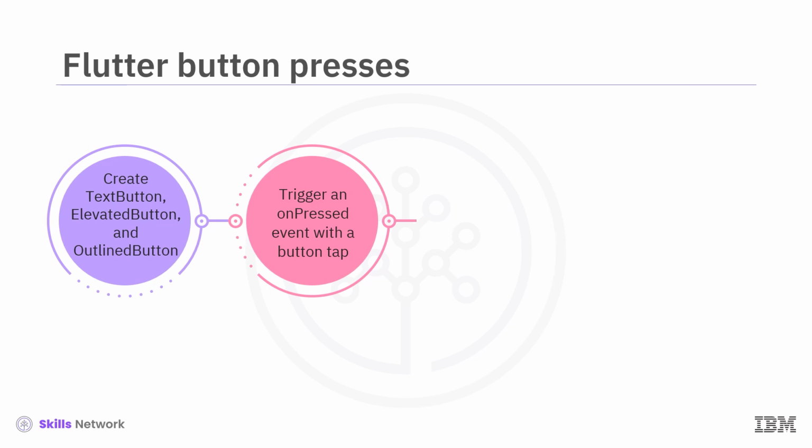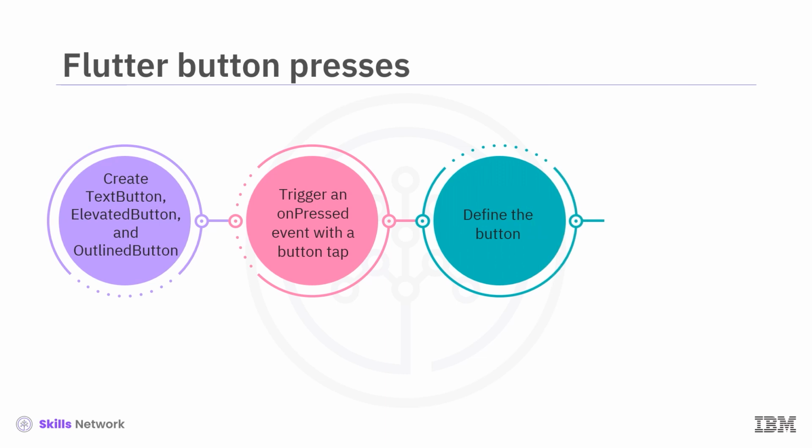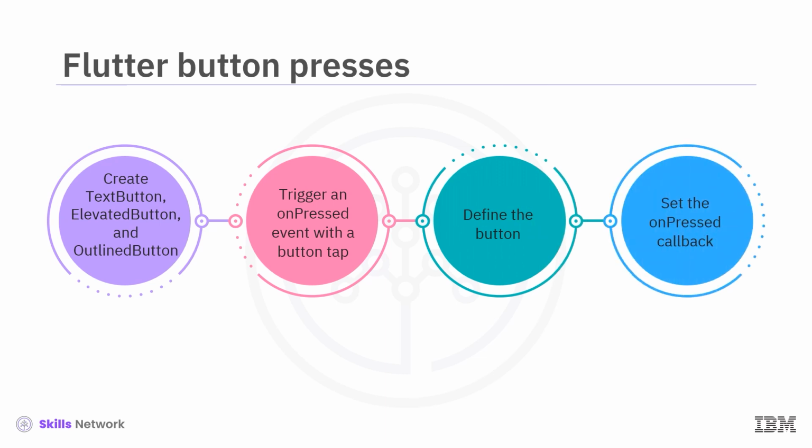Handling this event is straightforward. You define the button, choosing the type of button you need based on the design and functionality. You set the on-pressed callback to provide a function that can be executed when the button is pressed. This simple mechanism allows you to define clear, concise responses to user interactions.